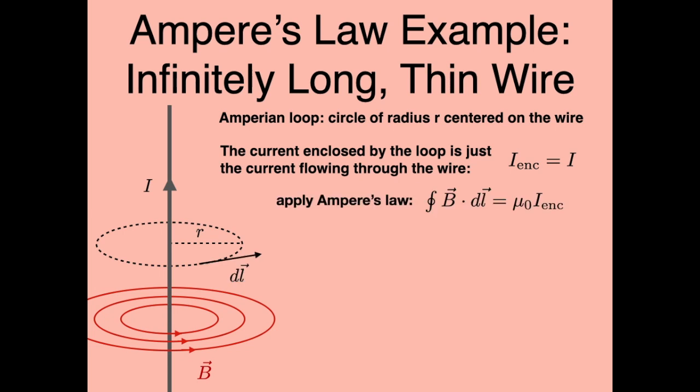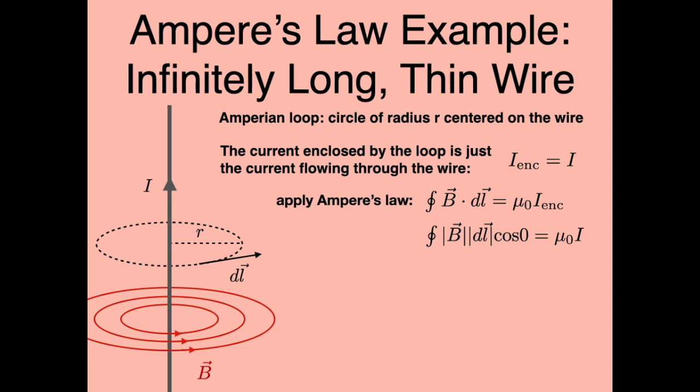So that part is pretty straightforward. Now let's do Ampere's law. Let's apply B dot dl is equal to mu naught times I enclosed. B is the magnetic field vector, shown in red with these loops going around the wire. Now dl is a little bit of this Amperian loop. It's a little bit of distance along the path. My dl vector is shown right there.